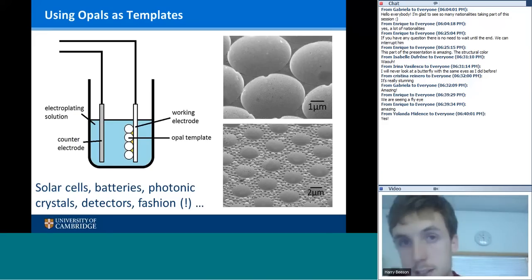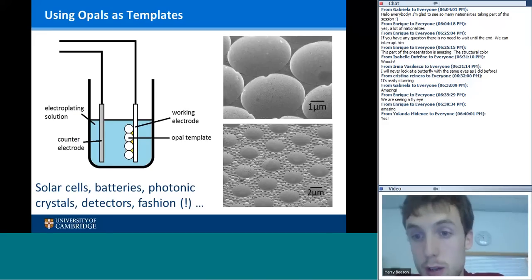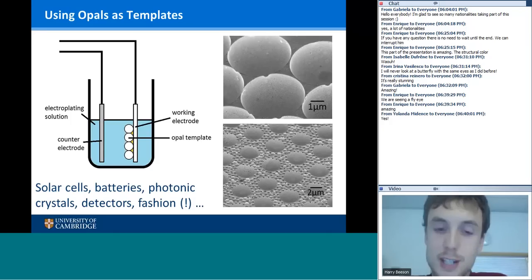Again, this can be applied to any technology where you want really high surface areas compared to volume. So coming back to similar technologies: solar cells, batteries, and photonic crystals, which are essentially a fancy way of using structural color. And then also, just at the end, a dress that was made using opals to give structural color was once used in a fashion show.